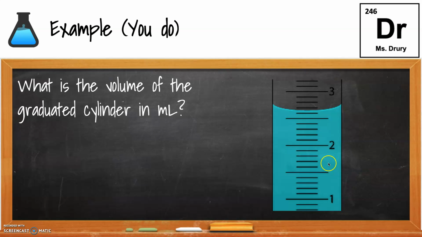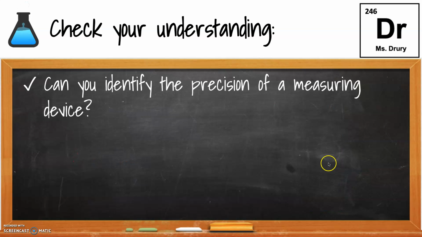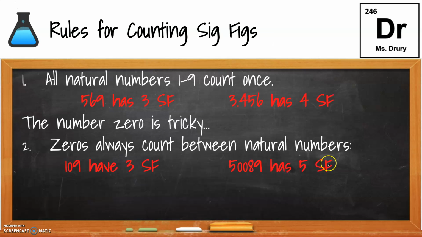So now what you're going to do is the same thing. See if you can answer this Edpuzzle question to tell me what the volume in the graduated cylinder is in milliliters. I got 2.65. So let's see, can you identify the precision of a measuring device? We're going to move on to rules for counting the sig figs.